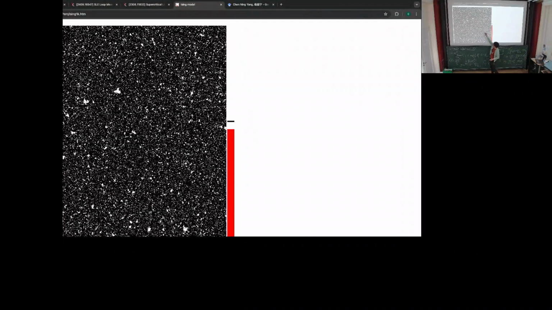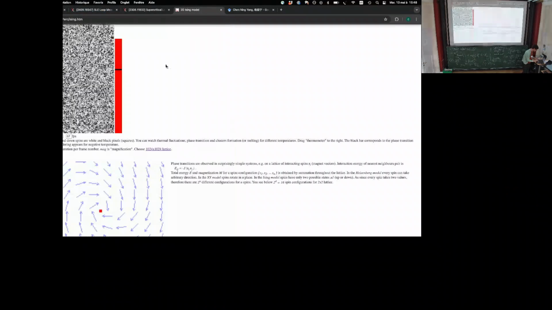Maybe a last thing I can say is that in physics they like to tell you about correlation lengths, and in some sense the correlation length in this picture would have to do with the highest island that we see in this random picture. Okay, so let me go back to the slides.